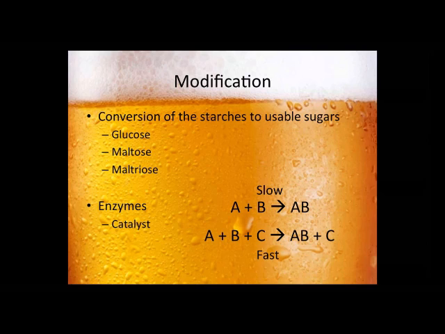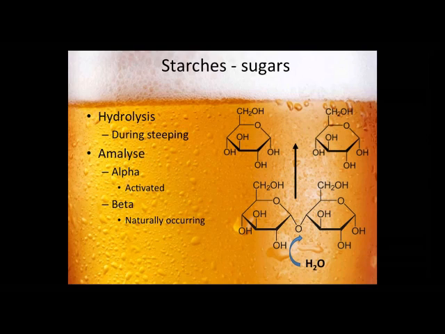So what are our catalysts? What's our enzymes? Well, the first step in converting the starches to sugars is going opposite from what we had before, where we were taking these individual sugar molecules and making these long starches. The first step is hydrolysis. When we were putting them together, we were dehydrating. Now we're rehydrating, we're adding water. So during steeping, we're hydrolyzing these starches. We're adding the water back in.